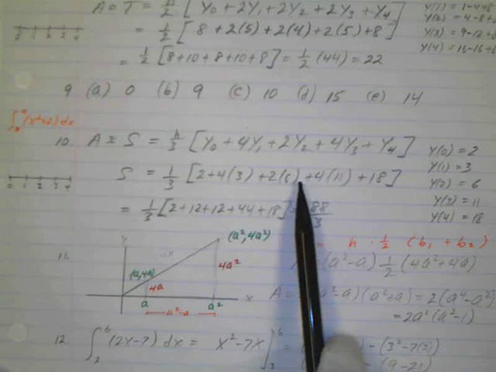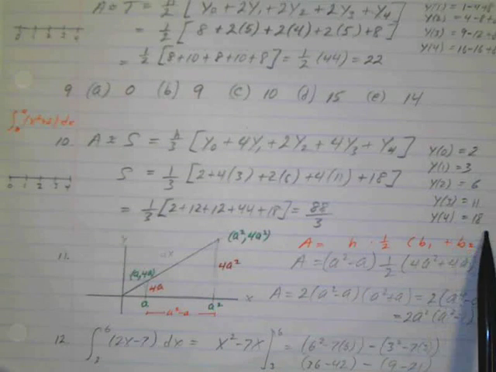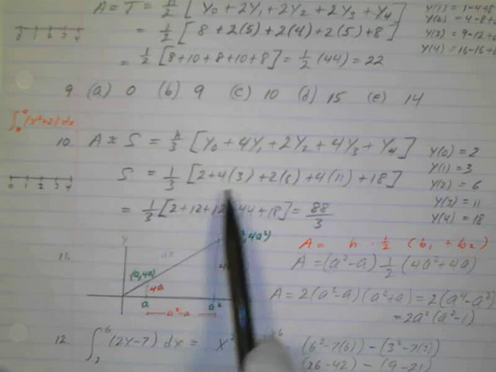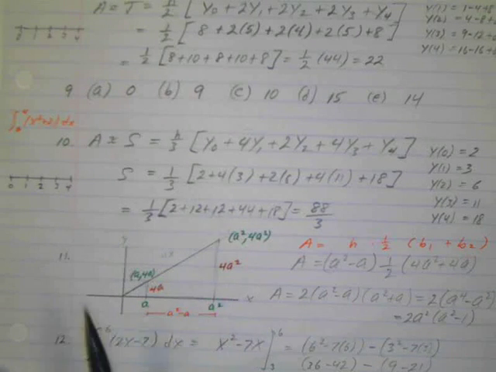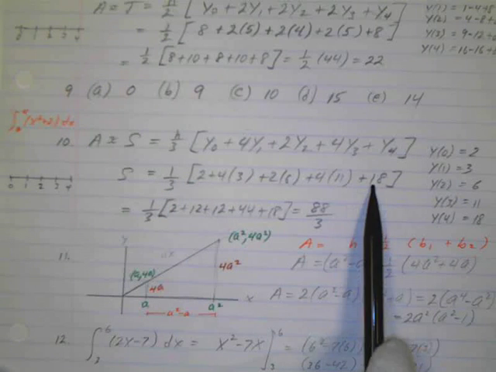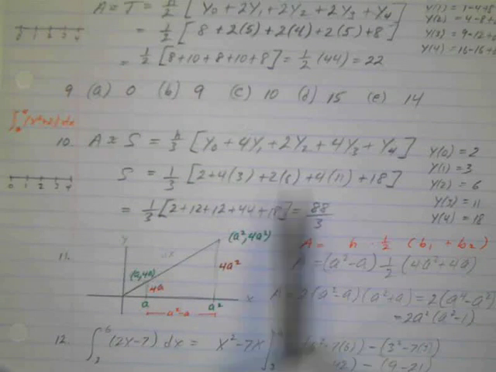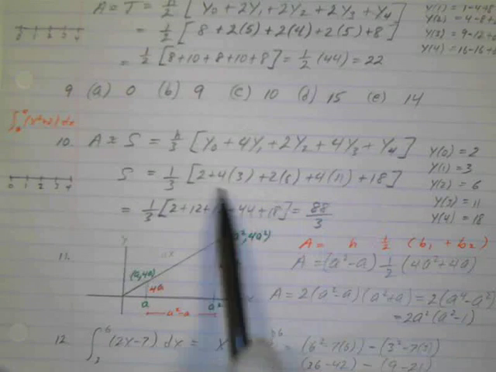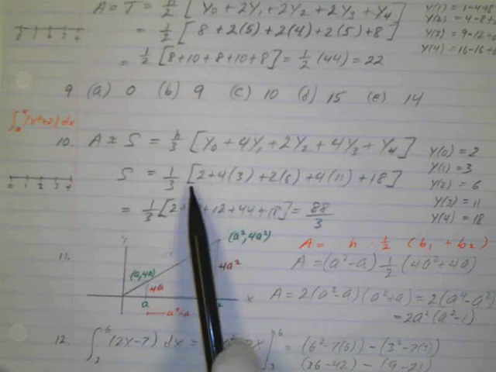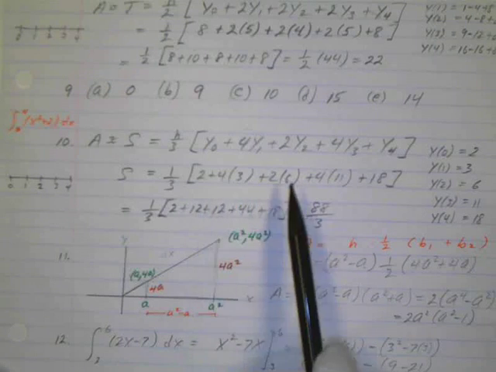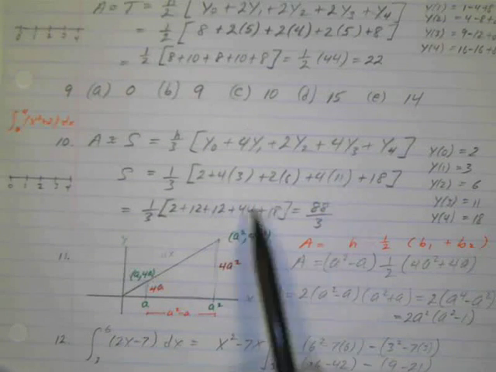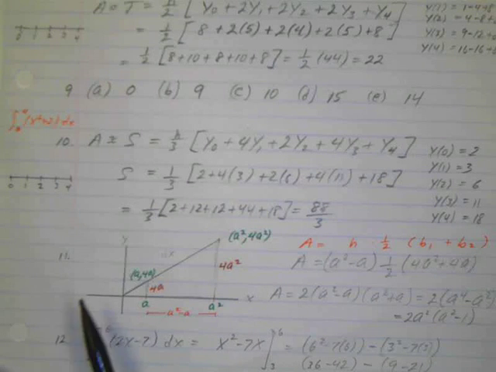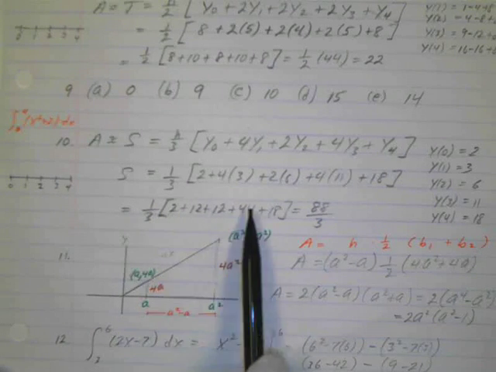So these are the values that go in: 2, 3, 6, 11, and 18. I got these by putting the x values into the function to get my corresponding y values. And there's your y sub 0 and y sub 4. It's 2, then 4 times 3, 2 times 6, 4 times 11, and 18. When we multiply, we get 2, 12, 12, 44, and 18. I can add these up, and it ends up being 88.